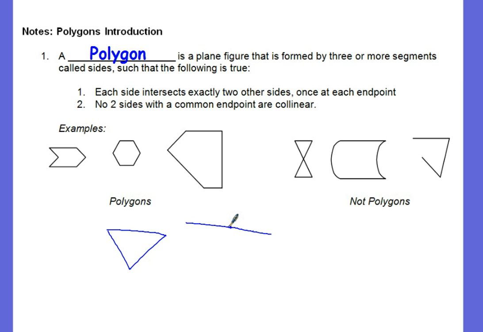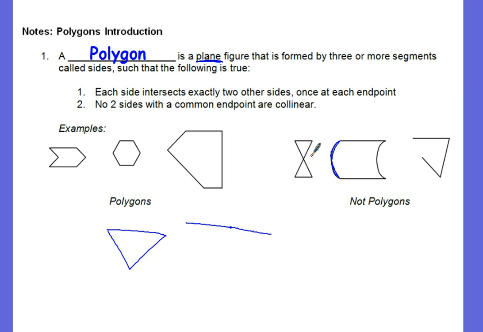Oh, and then also when it says a polygon is a plane figure, that means like a 2D surface, not 3-dimensional. Okay, so here's some examples of polygons right here. Straight lines, nothing wrong there. These would not be polygons. Here, if you notice, it says formed by 3 or more segments called sides. Obviously right here, this is not a segment. That's a curve.